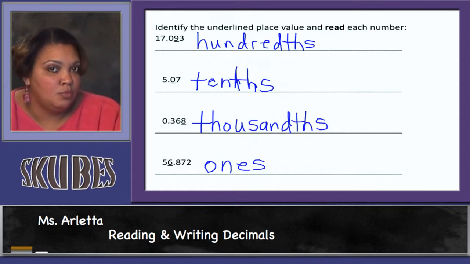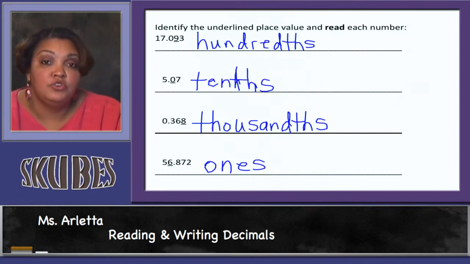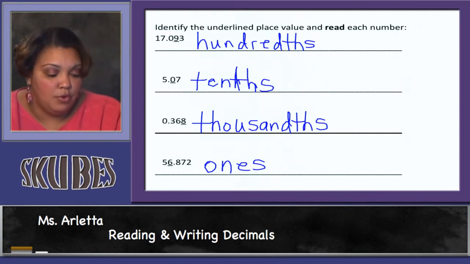And let's practice some reading. When we're reading, we have to identify the place value of the last digit to the right of the decimal point. The 8 is in the tenths, 7 is in the hundredths, 2 is in the thousandths. Remember, the 2 is in the thousandths, so that would be the last thing you would read when you're reading this decimal number. 56 and 872 thousandths.